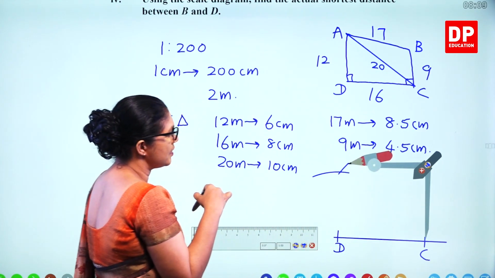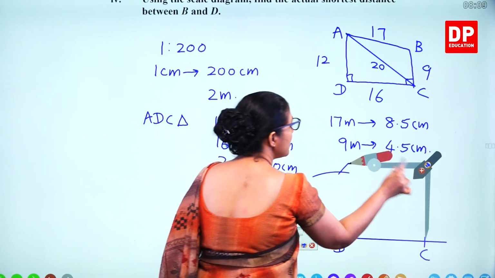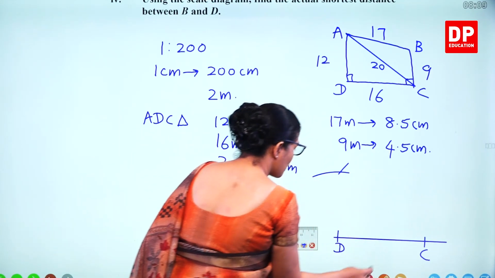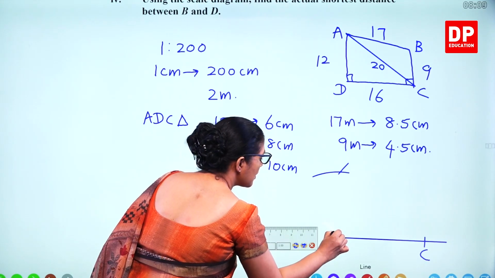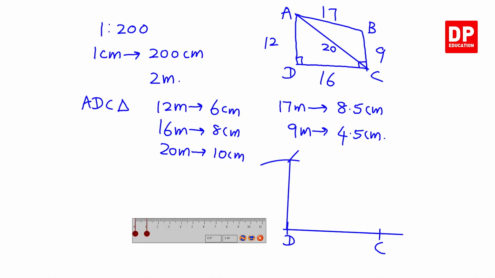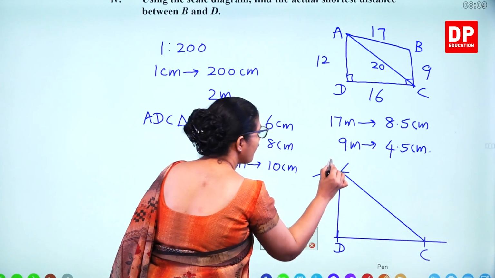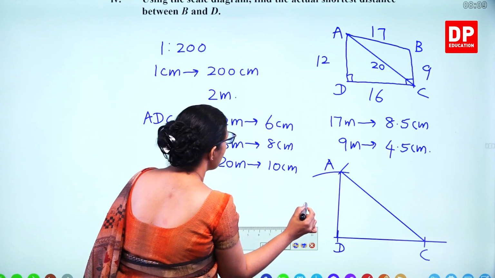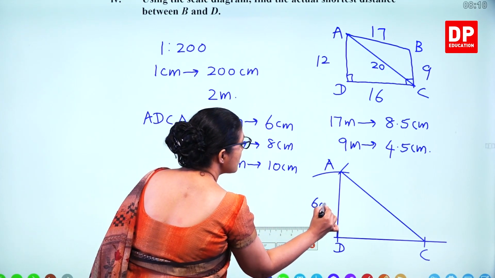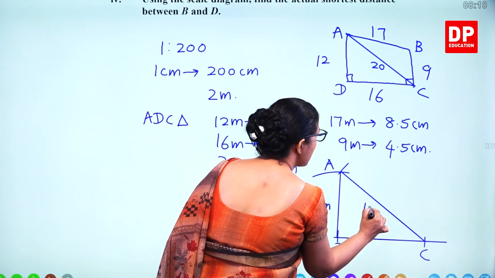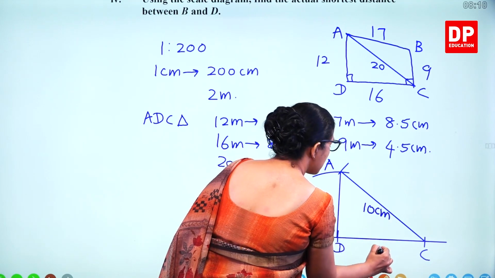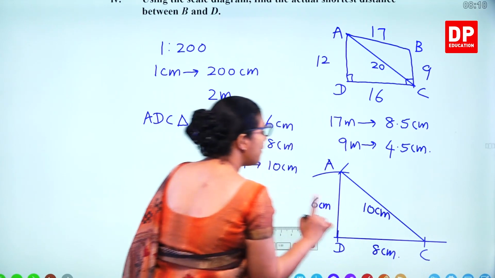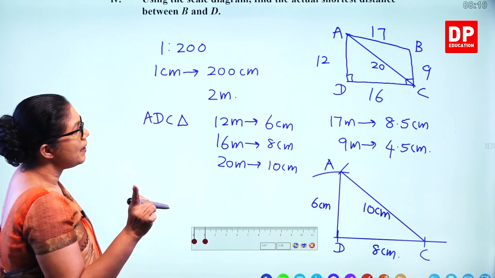Here you get 20 from here. So that means this one. So we get this point first. That's A. We took 6 centimeters and this is 10 centimeters. This is 8. Now we can mark the B point.